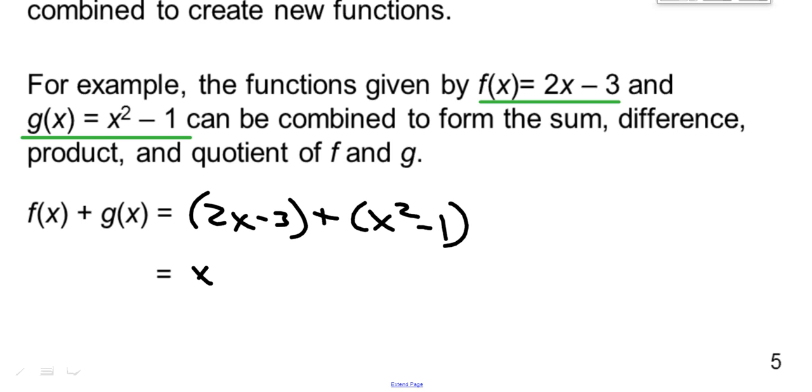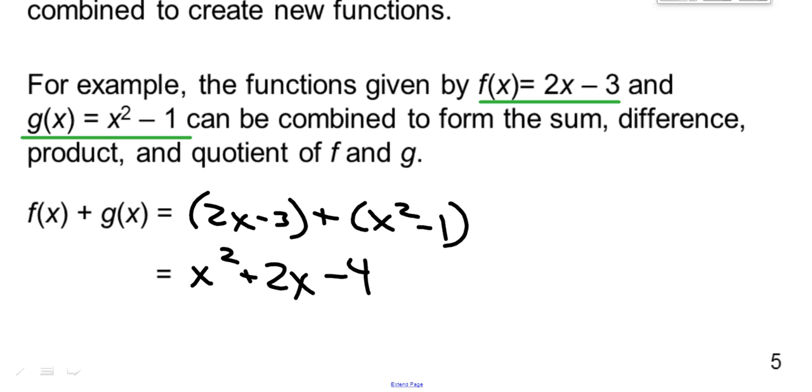X squared, I'll write it from highest power to lowest power. X squared is the only squared power, plus 2x. And then I have a minus 3 and a minus 1, so it'll be minus 4. And I'm just combining terms. Personally, I tend not to write them with the parentheses around them, and I just combine the terms as we go. So adding, people usually are spot on with adding.